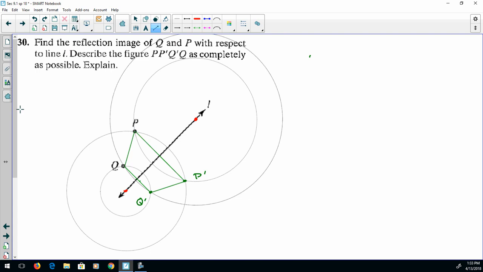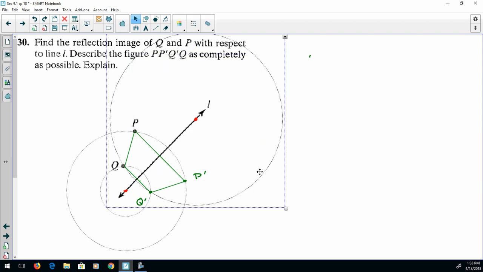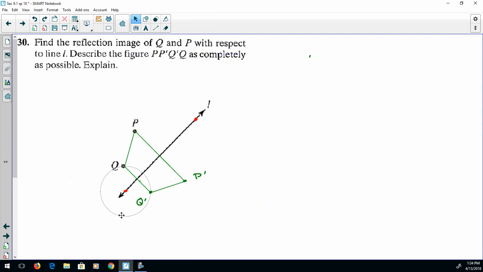Well, what it looks like to me is an isosceles trapezoid, where the Q prime is parallel to P prime. Okay. Well, it should be. It should be an isosceles trapezoid.